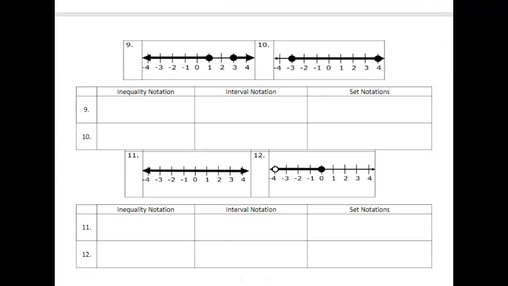So I only have a couple more for you. I'd like for you to try these on your own. Pause the video and do as much as you can, and then I'm going to flip the video back on and give you the answers to check your work. Okay? So go ahead and pause the video and try 9, 10, 11, and 12 on your own.